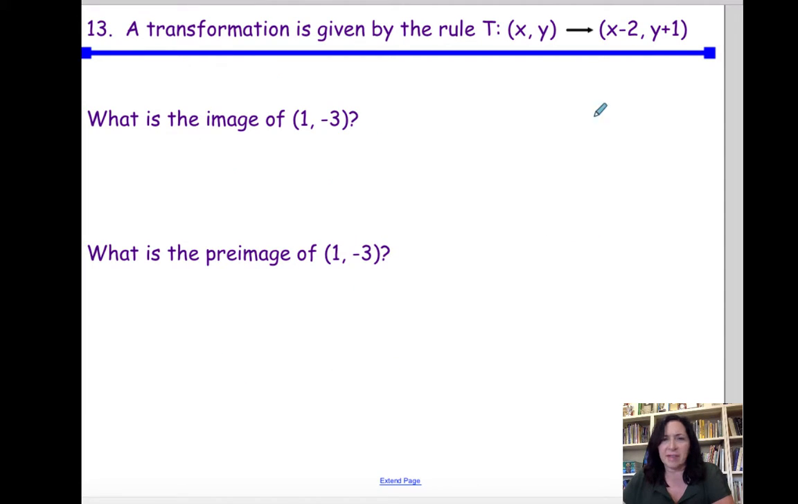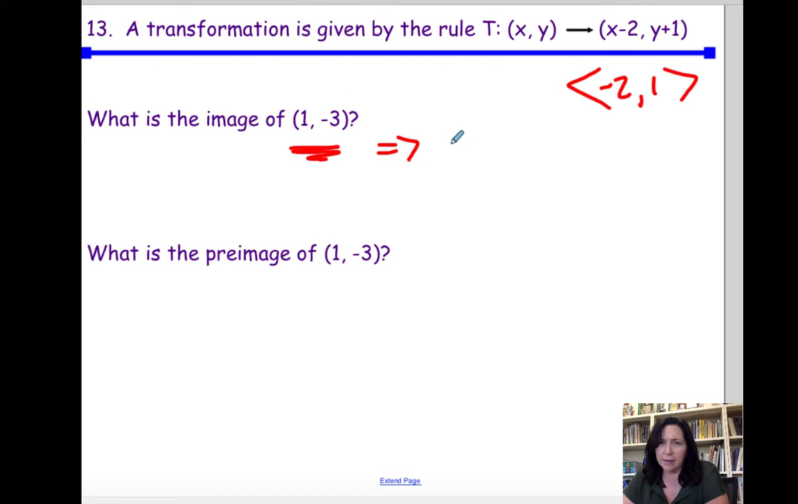A transformation is given by this rule that I'm going to subtract 2 and add 1. Another way of writing that is what we were just seeing, which was like this. Totally fine to write it like that. I want to know what the image is from 1, negative 3 after I do this. So after I translate my point to this, what's going to happen? So what's going to happen is this.